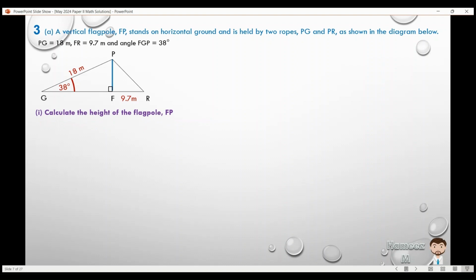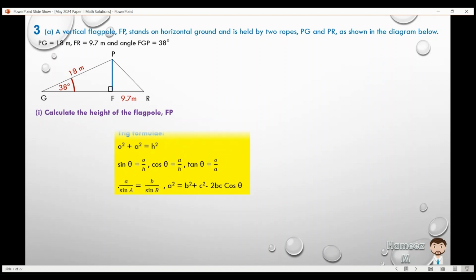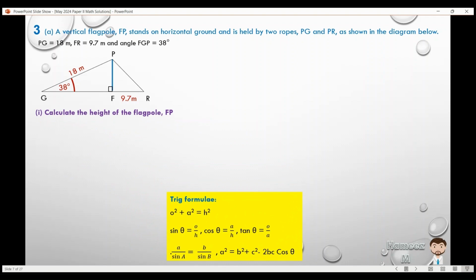Part 1, calculate the height of the flagpole, FP. So if you want to get that height, which we have in blue, then let's recall our trig formulas. Generally, we have these formulas. First, dealing with a right-angled triangle without any angles, the relationship is opposite squared plus adjacent squared is equal to hypotenuse squared, better known as Pythagoras' theorem. Or in the second line, we have the trigonometric ratios, SOHCAHTOA. Sine theta is opposite over hypotenuse, cosine theta is adjacent over hypotenuse, tan theta is opposite over adjacent. And finally, we have the sine rule and cosine rule, which work for any triangle.